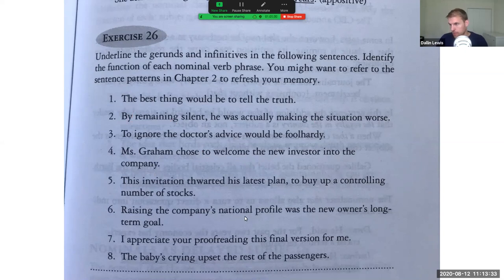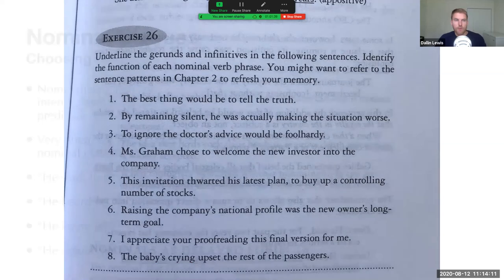Number six, "Raising the company's national profile was the new owner's long-term goal." Raising is a gerund. Here it's functioning as the subject. Raising the company's national profile is that subject, and here is our first tensed verb. Number eight, "The baby's crying upset the rest of the passengers." Crying is a noun. It's functioning as a noun here. It's the head word of this noun phrase, and it's functioning as the subject. The baby's crying. What did it do? It upset who? The rest of the passengers.